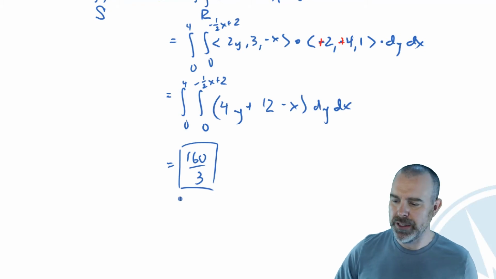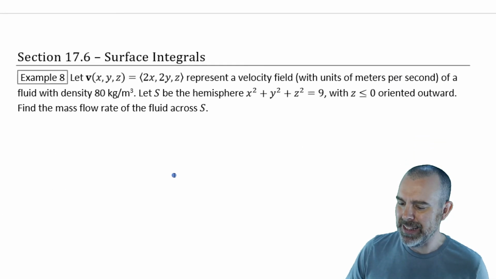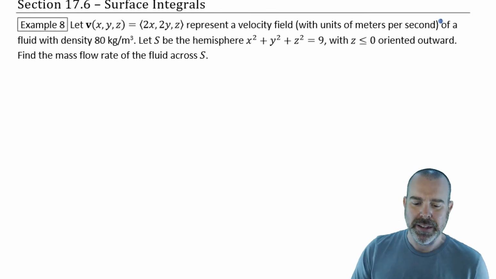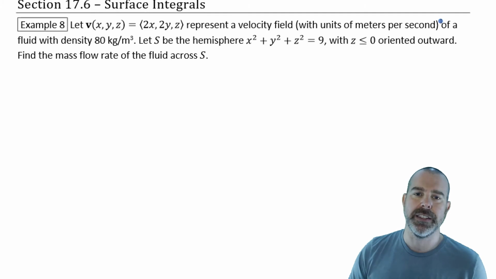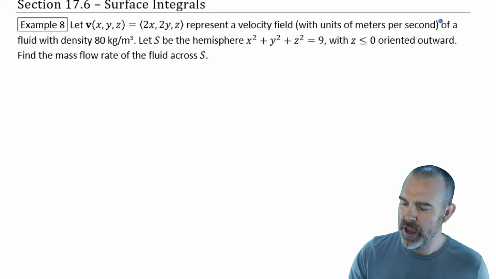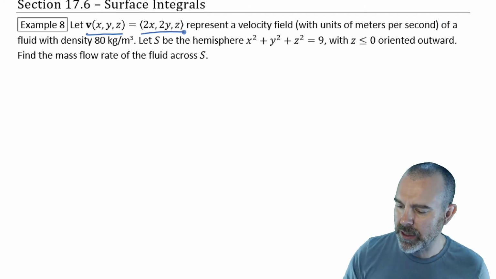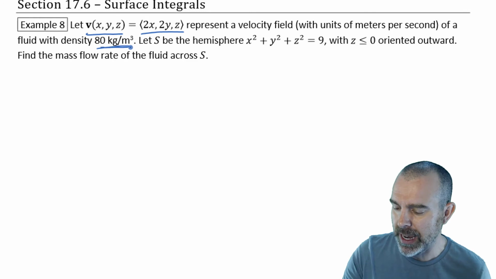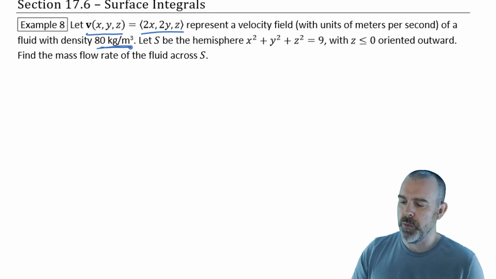Okay, this video is already coming up on 20 minutes. We have one last example. This is a little bit of a lengthy one, but it's a good application of a flux integral. So here we have our field, 2x, 2y, z, represents a velocity field of a fluid. Right? This is the velocity of the fluid. Here's the density of that fluid, 80 kilograms per cubic meter.